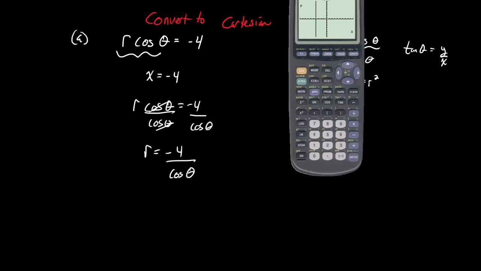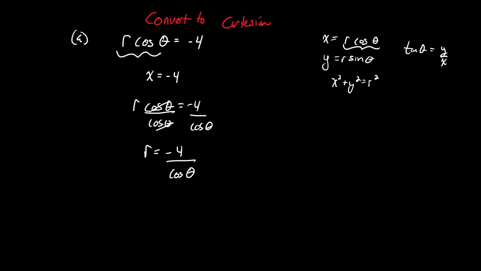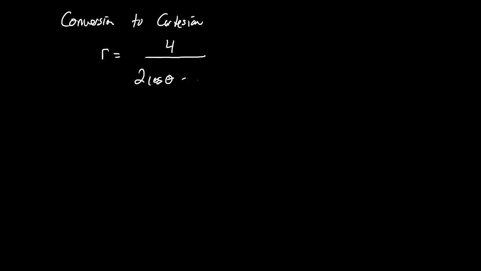So let's go ahead and try another conversion to Cartesian. Let's say we have r equals 4 over 2 cosine theta minus sine of theta. If you want to hit pause and see how this works out for you, you're more than welcome to do it. First thing I'm going to do here is cross multiply, because I do not like denominators.